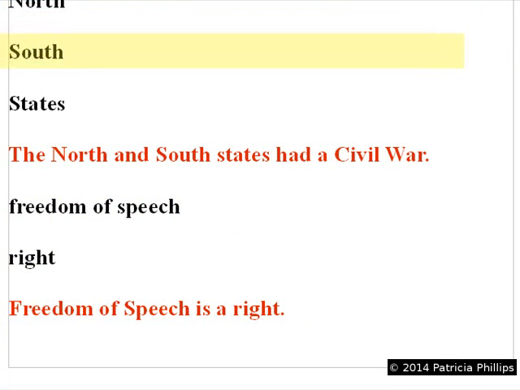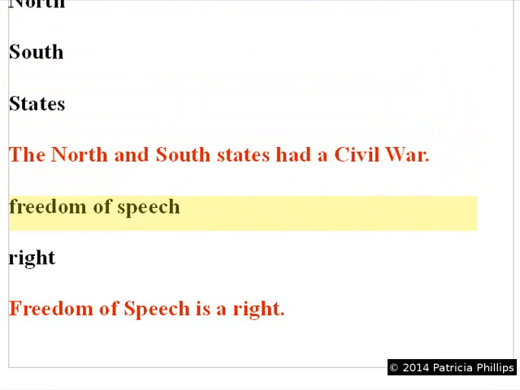North, South, states. Let's use these words in a sentence. The North and South states had a civil war. One more time from the top. North, South, states. The North and South states had a civil war. Good. Let's continue.